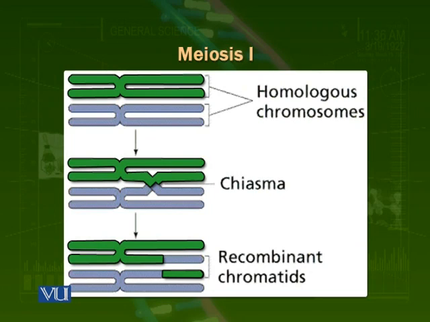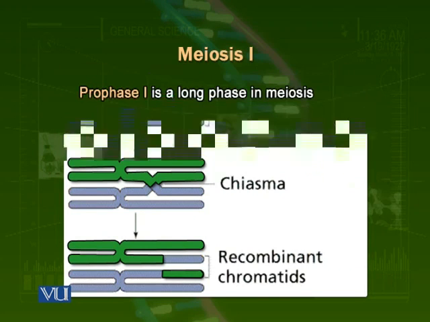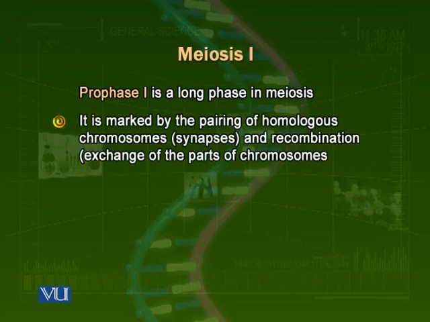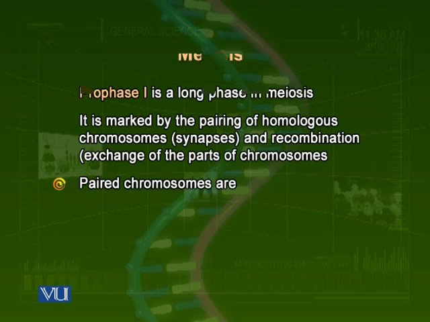Now what happens in Prophase I, as shown in the second diagram? Prophase I is the longest phase of meiosis. In this phase, the homologous chromosomes pair up with each other. They come close together, and some of their parts attach to each other to make structures called chiasmata.